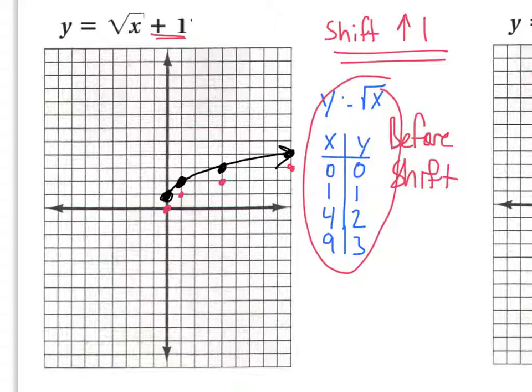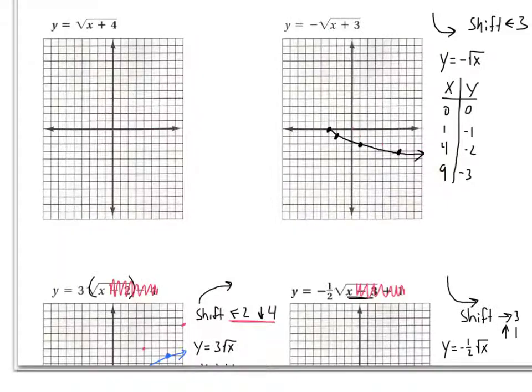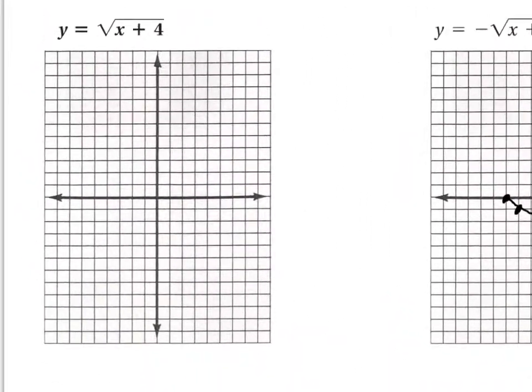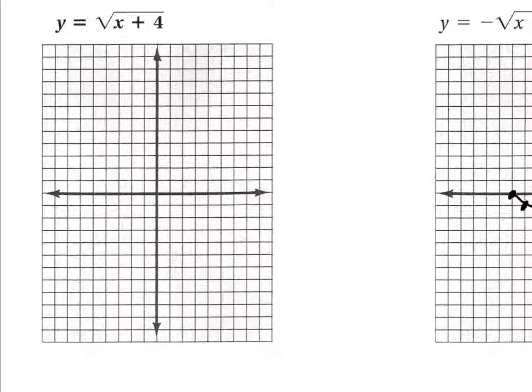Okay. Let's try another example. Back side of your notes. On the back side of our notes, we have one left. The first one there, we have y equals the square root of x plus 4. I would like you to work this one on your own. Check your answer with your neighbor.